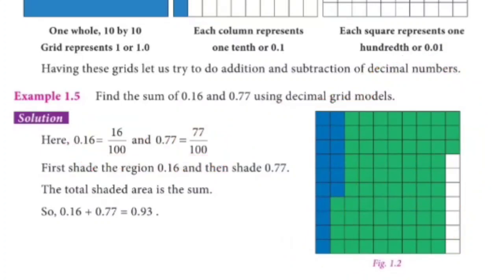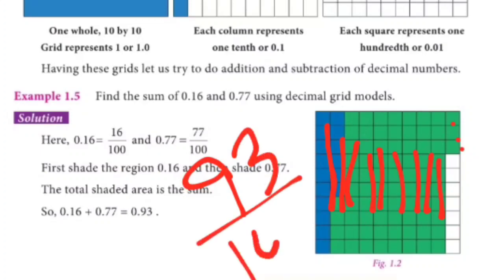Now what we have to do is add these. For adding, we have to add the colored boxes together. Shall we add now? 10, 20, 30, 40, 50, 60, 70, 80, 90, then 1, 2, 3. So 93. So 93 out of 100 were shaded. Now we can say that our answer is 0.93.